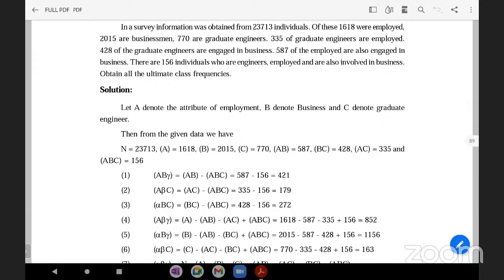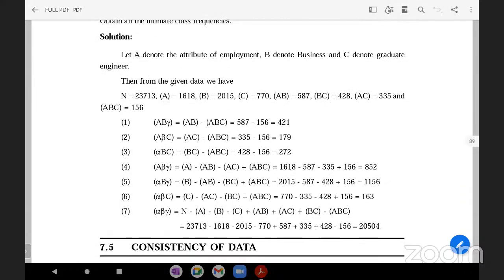Next it comes to alpha B gamma. What are the B involved attributes? B minus AB minus BC plus ABC. So 2015 minus 587 minus 428 plus 156 equal to 1156. Alpha beta C equal to C minus AC minus BC plus ABC, so 770 minus 335 minus 428 plus 156 equal to 163. Alpha beta gamma equal to capital N minus A minus B minus C plus AB plus AC plus BC minus ABC. This is the overall information.